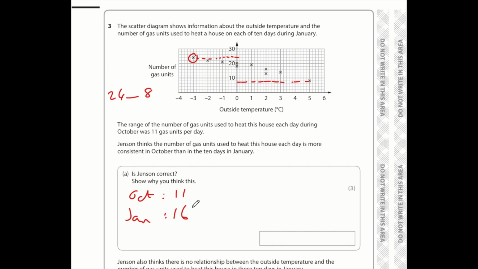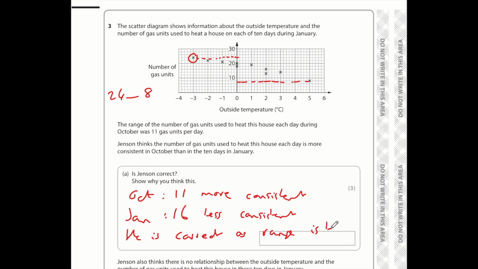Okay, so when the range is smaller, that is more consistent. When the range is greater, that is less consistent. So Jensen thinks the number of gas units used to heat this house each day is more consistent in October. He is correct. So you could just say Jensen is correct as the range is less. 11 is less than 16. There we go.